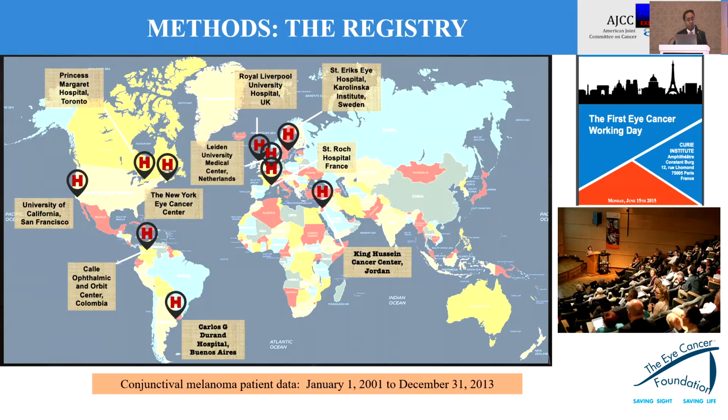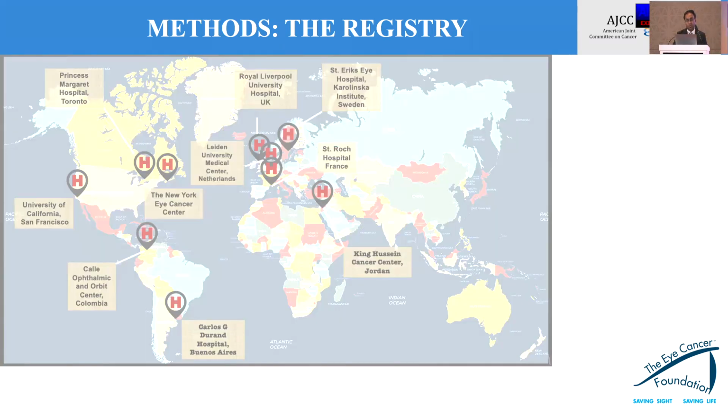So this is a registry-based study. The idea of the conjunctival melanoma registry came into being on the first Eye Cancer Day, way back in 2015, almost a decade back, when 10 ocular oncology centers collaborated. This was an internet-based data sharing study involving 10 ocular oncology centers from 9 different countries.